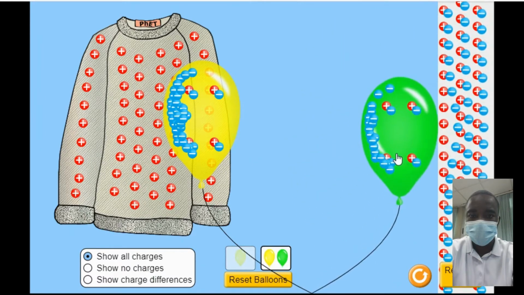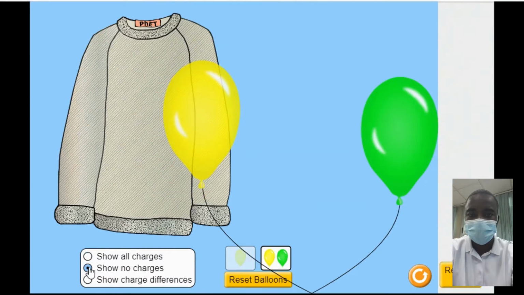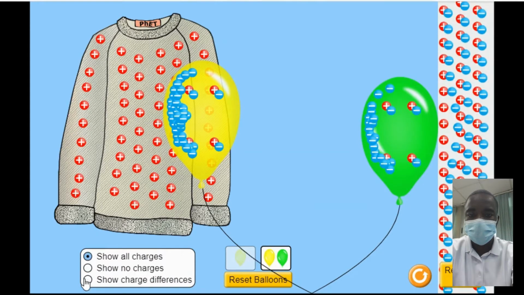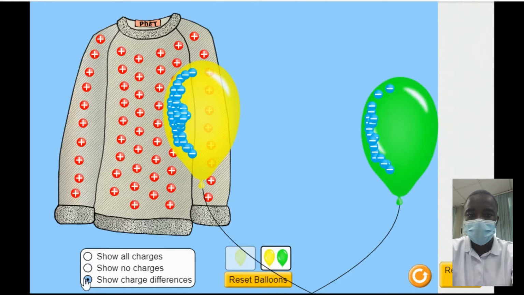When an object is charged, the charge can be dissipated by connecting the object to the ground. The ground provides a pathway for the charge to flow into the earth, where it is dissipated.